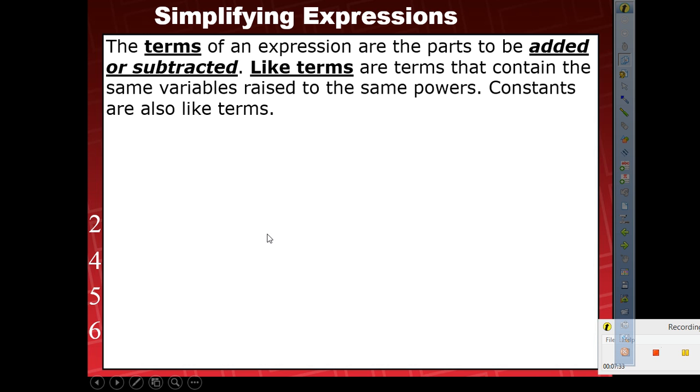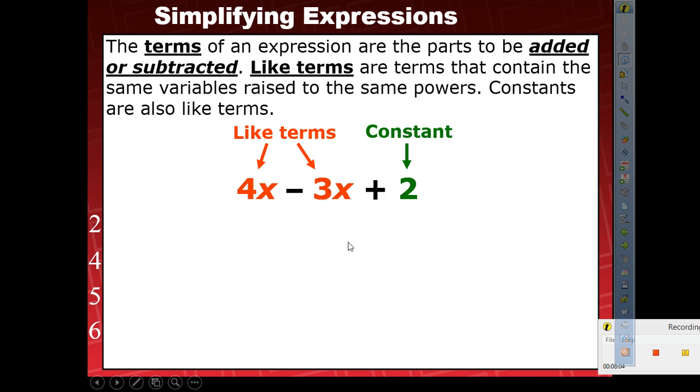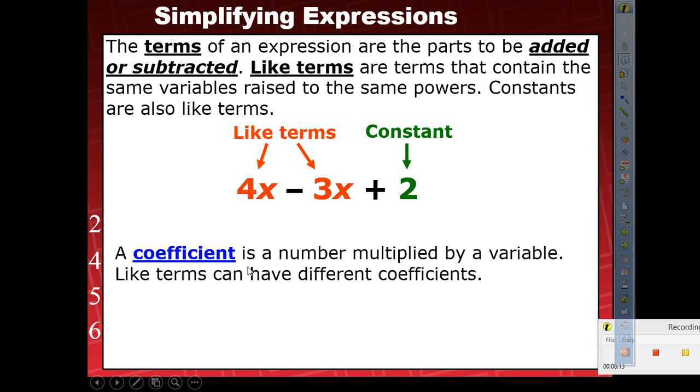For example, look at this expression: 4x minus 3x plus 2. 4x and 3x are like terms. That means this one is a constant. Now, there are coefficients. We said coefficients are numbers that multiply the variable. So the coefficients here are what? Everyone? Coefficients are 4 and negative 3. 4 and negative 3 are my coefficients here.